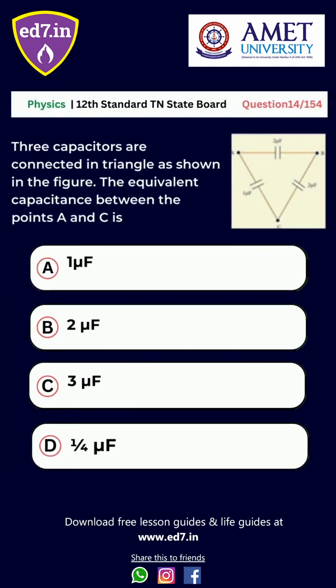Question number 14. 3 capacitors are connected in a triangle as shown in the figure. The equivalent capacitance between the points A and C is option A, 1 μF, B, 2 μF, C, 3 μF, D, 1 by 4 μF. And the right answer for this question is option B, 2 μF.